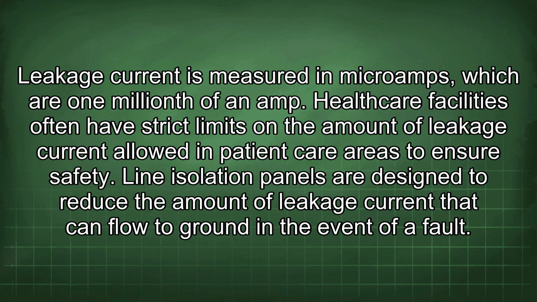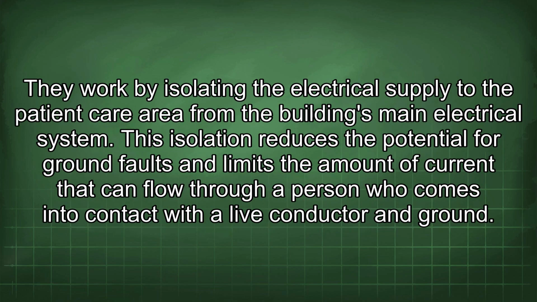Line isolation panels are designed to reduce the amount of leakage current that can flow to ground in the event of a fault. They work by isolating the electrical supply to the patient's care area from the building's main electrical system. This isolation reduces the potential for ground faults and limits the amount of current that can flow through a person who comes into contact with a live conductor and ground.